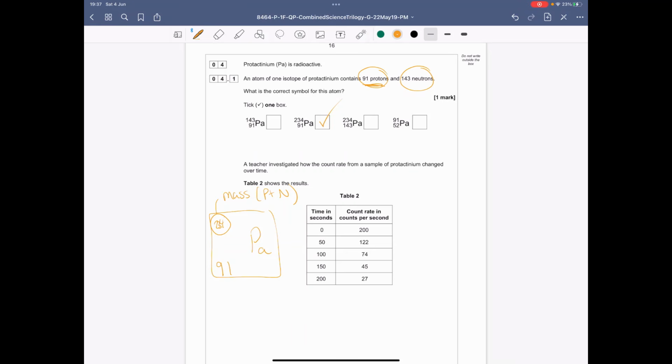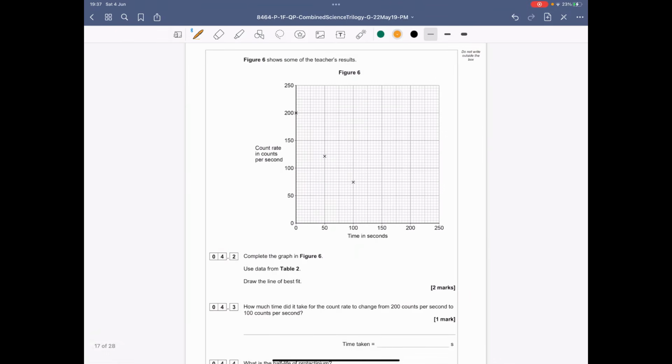A student investigated how the count rate from a sample of protactinium changed over time. Table 2 shows the results. So you've got time going up in every 50 seconds, and you've got the count rate going down. Figure 6 shows some of the teacher's results. Complete the graph in figure 6. Use data from table 2.